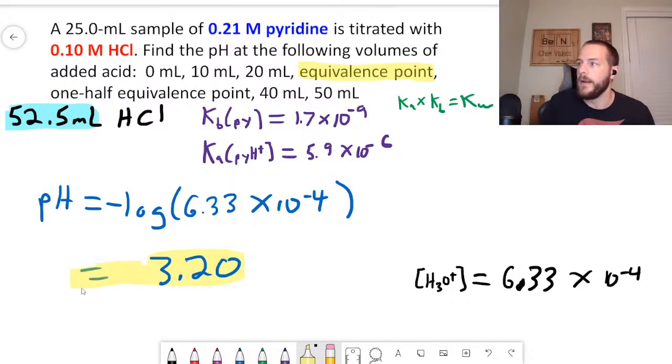So, all right, guys, we did the equivalence point. I can't remember the other ones that we did. I definitely remember doing 0 milliliters and 10 milliliters.